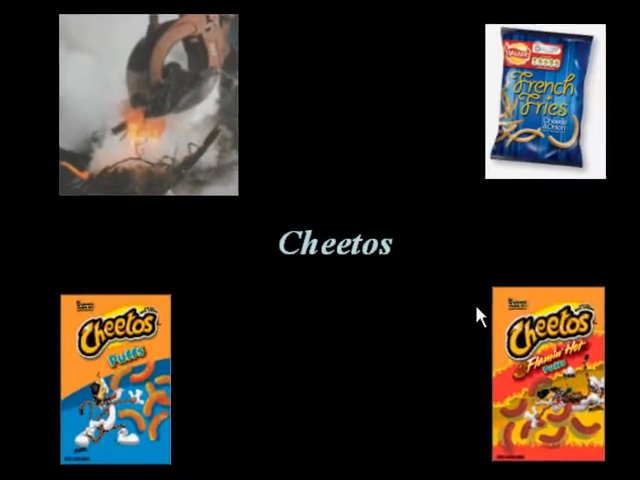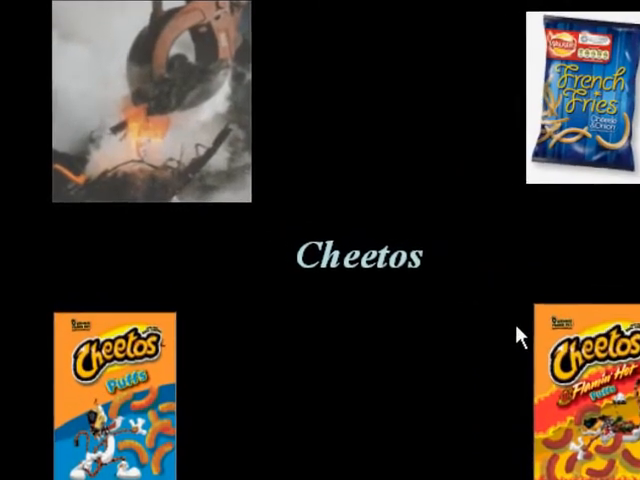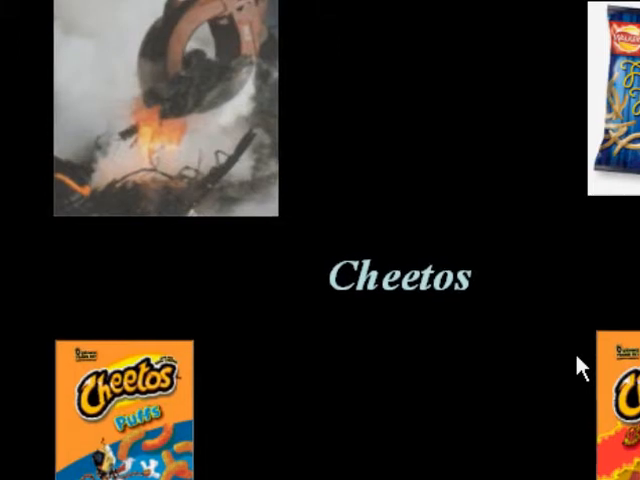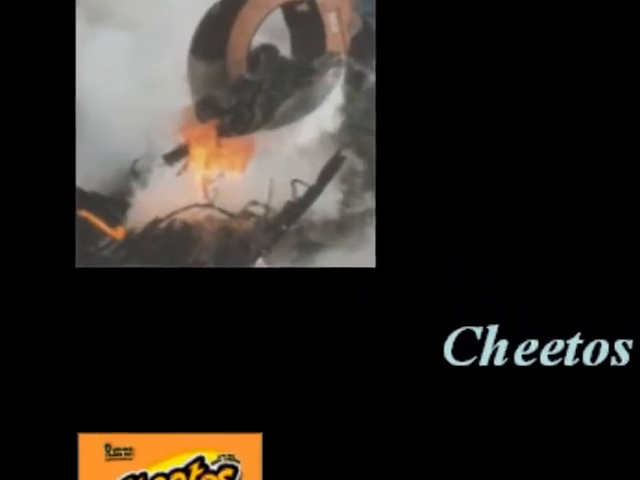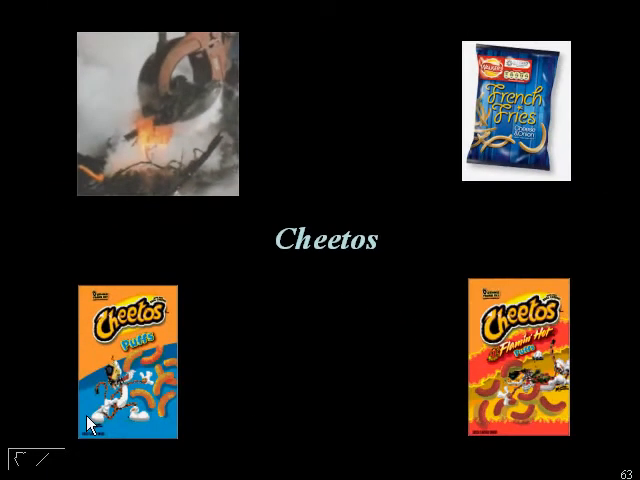I call this section Cheetos because this looks like a Cheeto. Yeah, this is the British version. These French fries. But that looks like a Cheeto. Could that be molten metal? Is there any possibility it could be molten metal? Let's take another closer look at this.